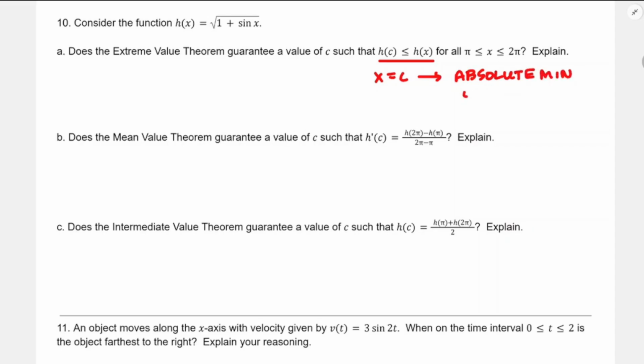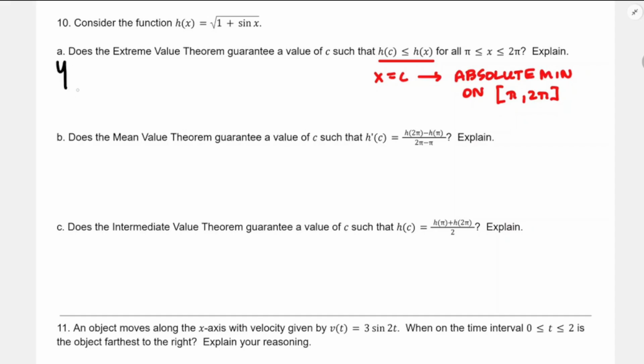At least on the closed interval pi to 2 pi. Okay, and so the question is, is this function continuous? I think the only thing that could go wrong with h would be if we took the square root of a negative number. But if you think about it, at the very least the inside of the square root would be 0, because sine x can be as negative as negative 1. And I can take the square root of 0, that's 0. So I'm going to say yes.